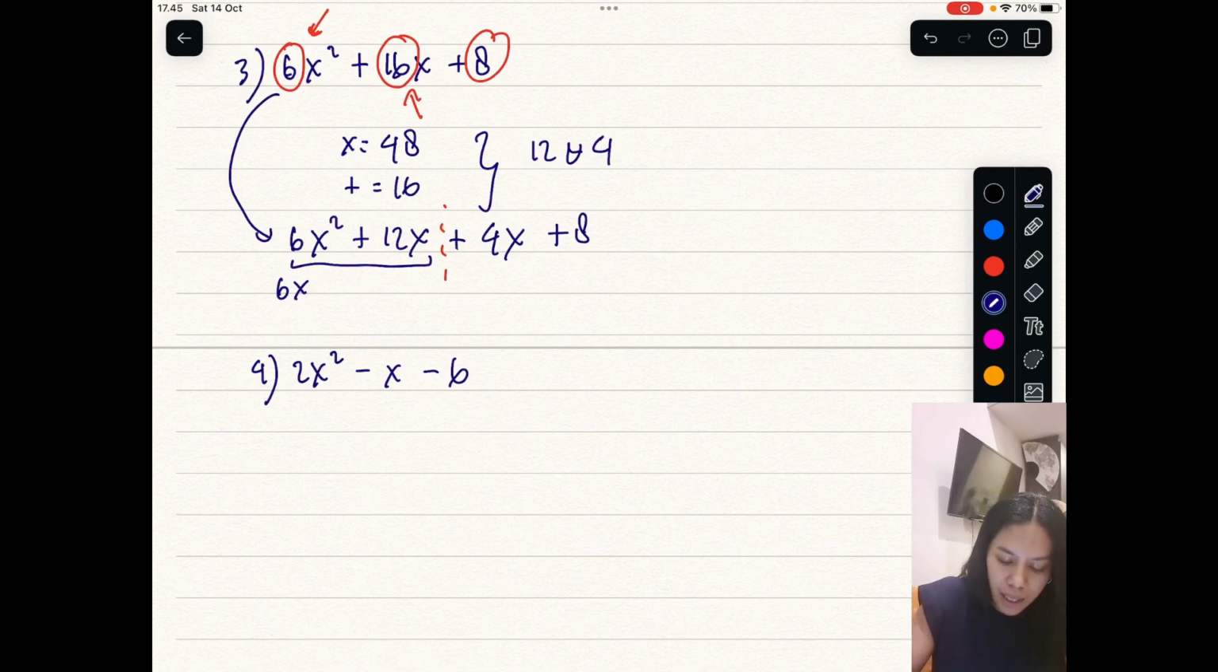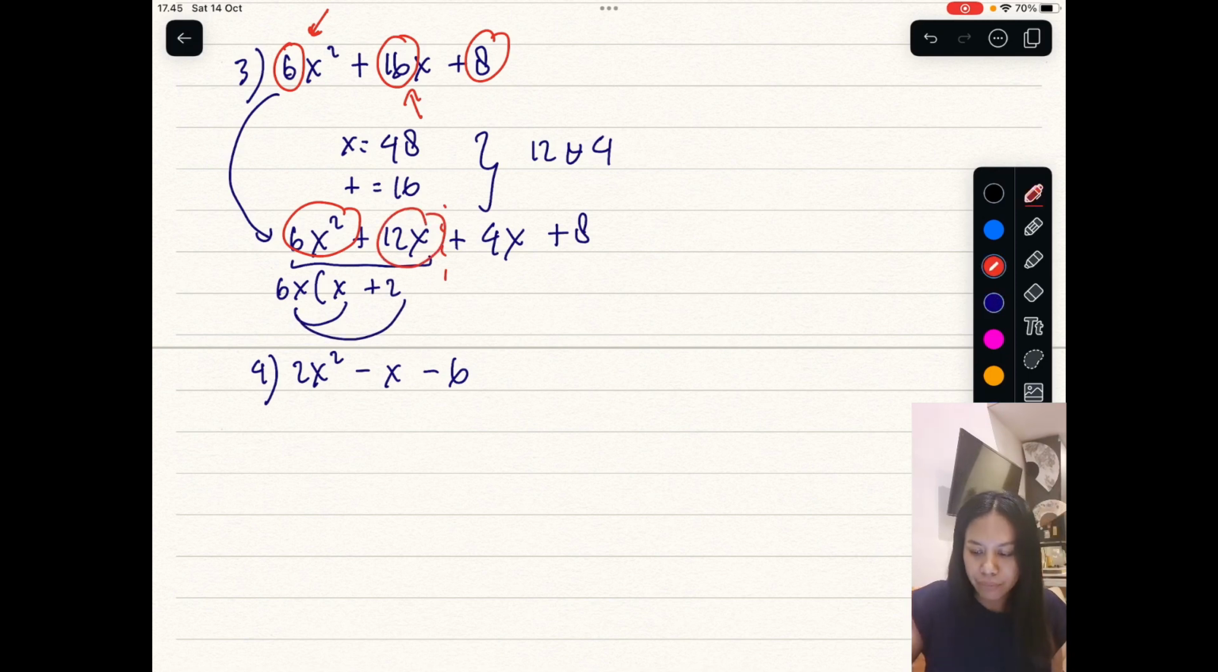So 6x out you go, and then you multiply it with x to become 6x squared. And then you multiply it by 2 to become 12x. Okay, so we're done with the left side. So 6x, you multiply by x plus 2 to become 6x squared plus 12x. Now we're going to do the other side, yeah?